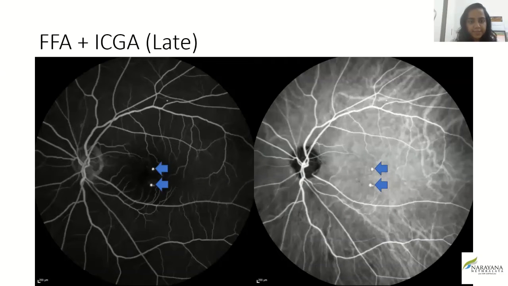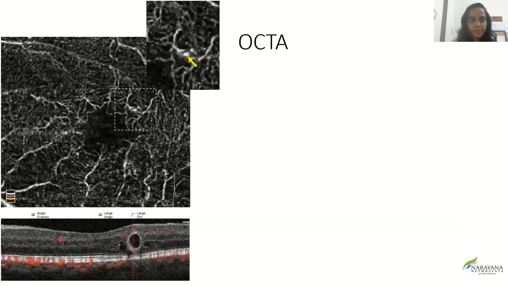In the late phases, there was mild perilesional leak, and on the ICG we can see that there is hyperfluorescence corresponding to that area. The OCTA shows the lesion, where you can see there are dilated aneurysmal vessels at that area.